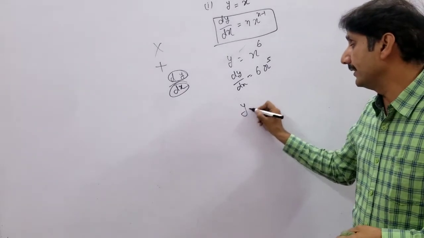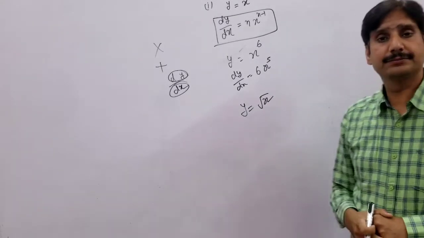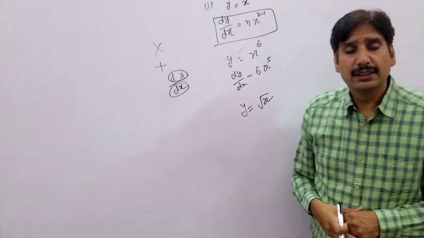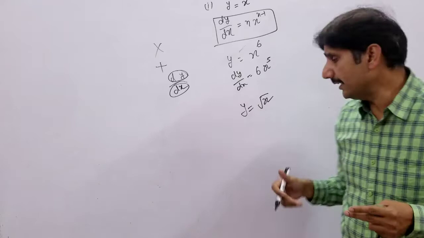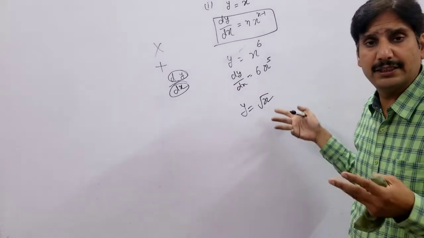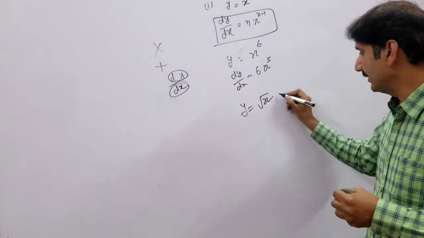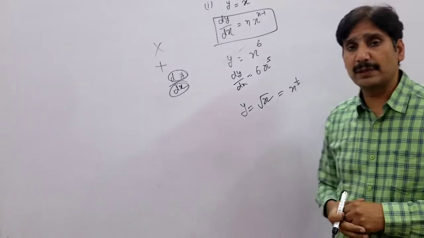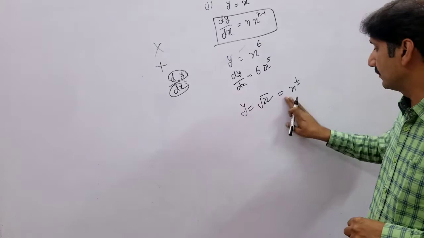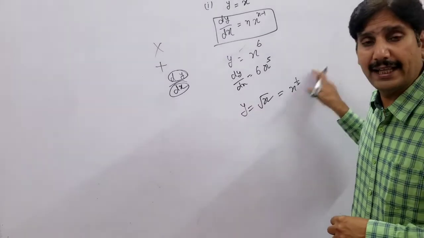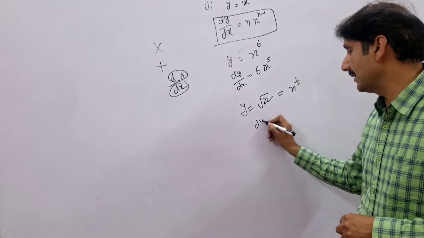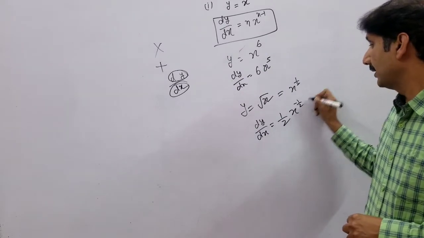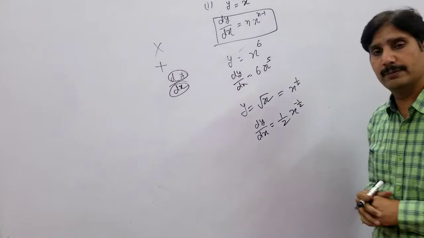Let's say y is equal to under root x. This is not of the form of this formula, y is equal to x raised to the power n. This is not of the same kind, but it can be changed because we know under root is nothing but raised to the power 1 by 2. Now it is y is equal to x raised to the power n. In this case, n is equal to 1 by 2. So what is dy by dx? It is equal to 1 by 2 x raised to the power 1 by 2 minus 1, which turns out to be minus 1 by 2.